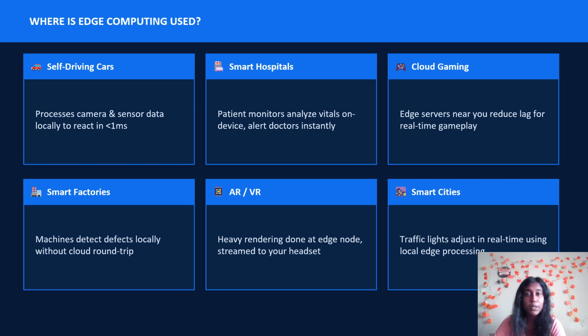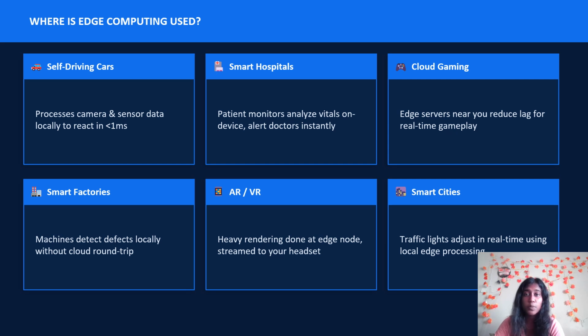Self-driving cars, companies like Tesla and Waymo, rely heavily on edge computing. The vehicle processes the camera feeds, the radar data, the GPS, and the environmental inputs. All the processing happens on board or at nearby edge nodes. The reaction time for this is less than 1 millisecond. This is very critical for collision avoidance, lane detection, and pedestrian recognition. Sending this data to the cloud would be too slow, and even a slight delay could be dangerous.